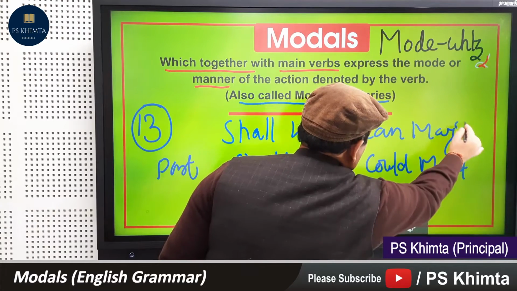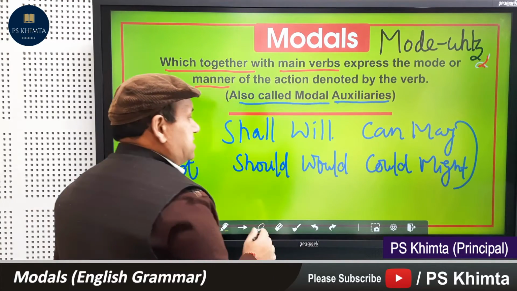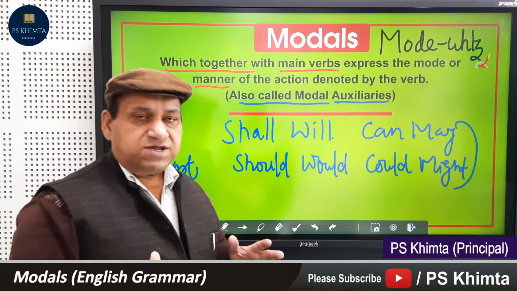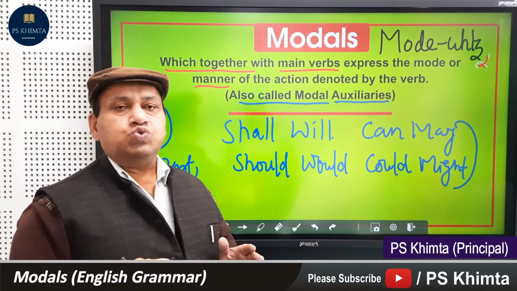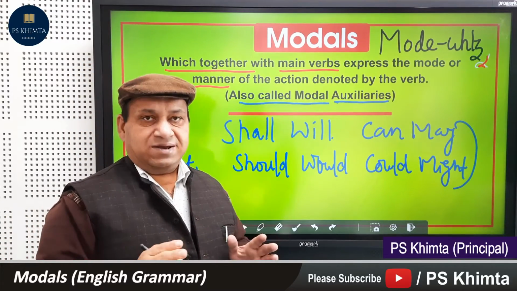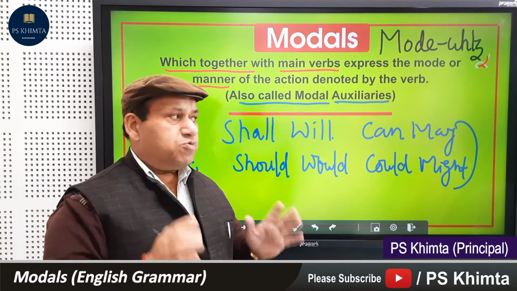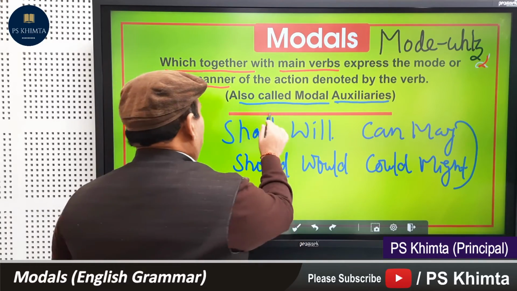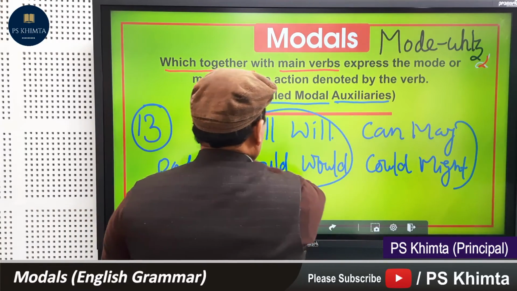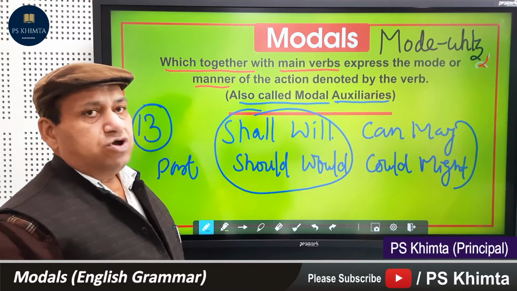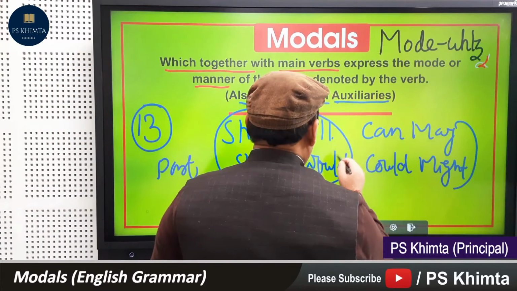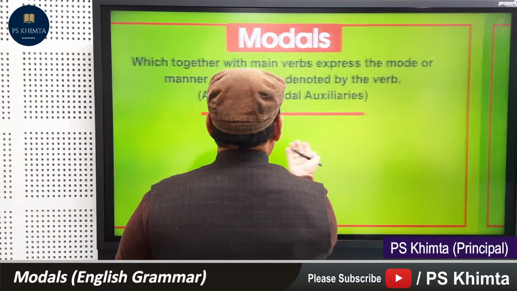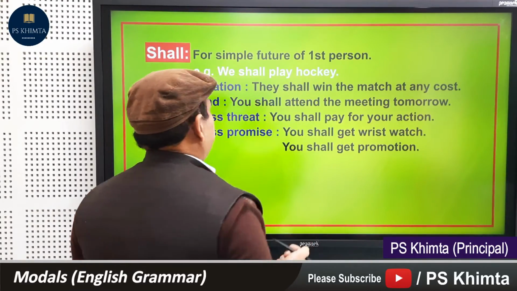So these are 8 modals. Similarly, we have 5 others. Those are must, need not, used to, ought to, and dare. First of all, we are taking these 4 modals in this particular video. We'll be going with the rules here, and you will find those rules very interesting and very informative also.